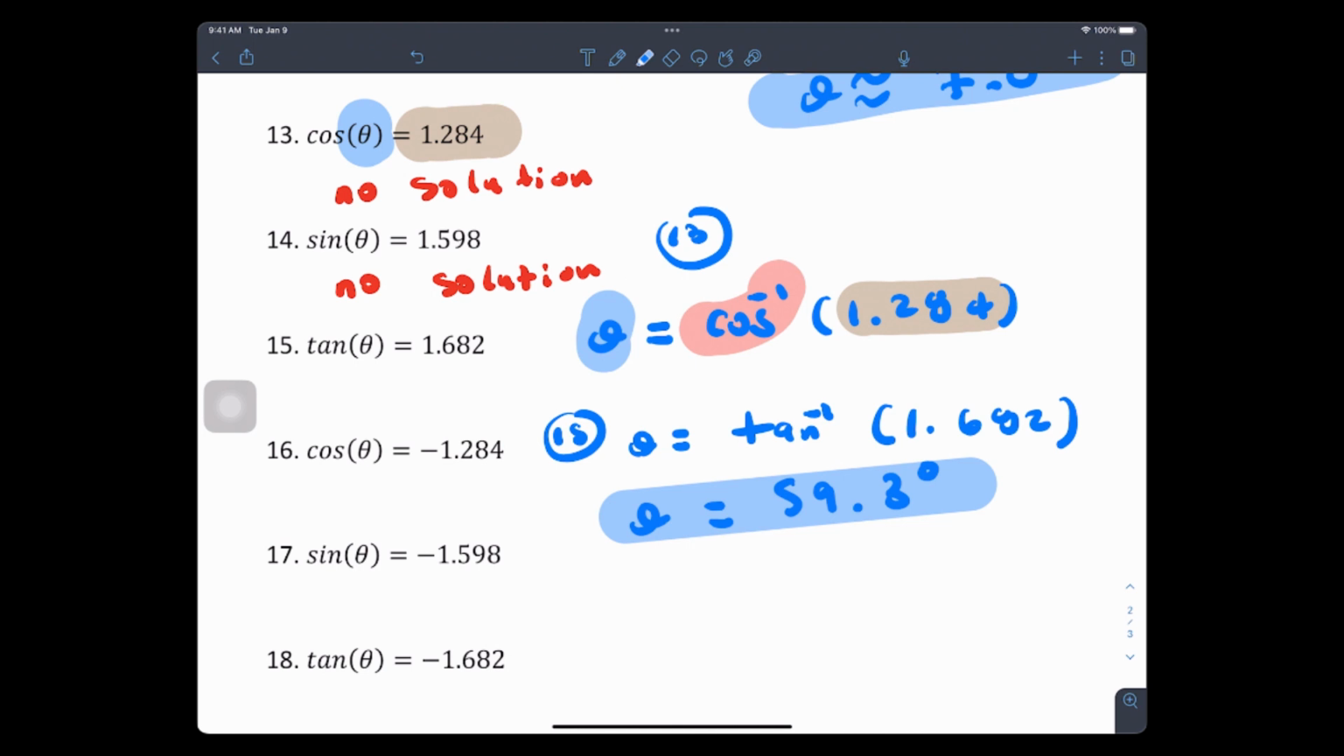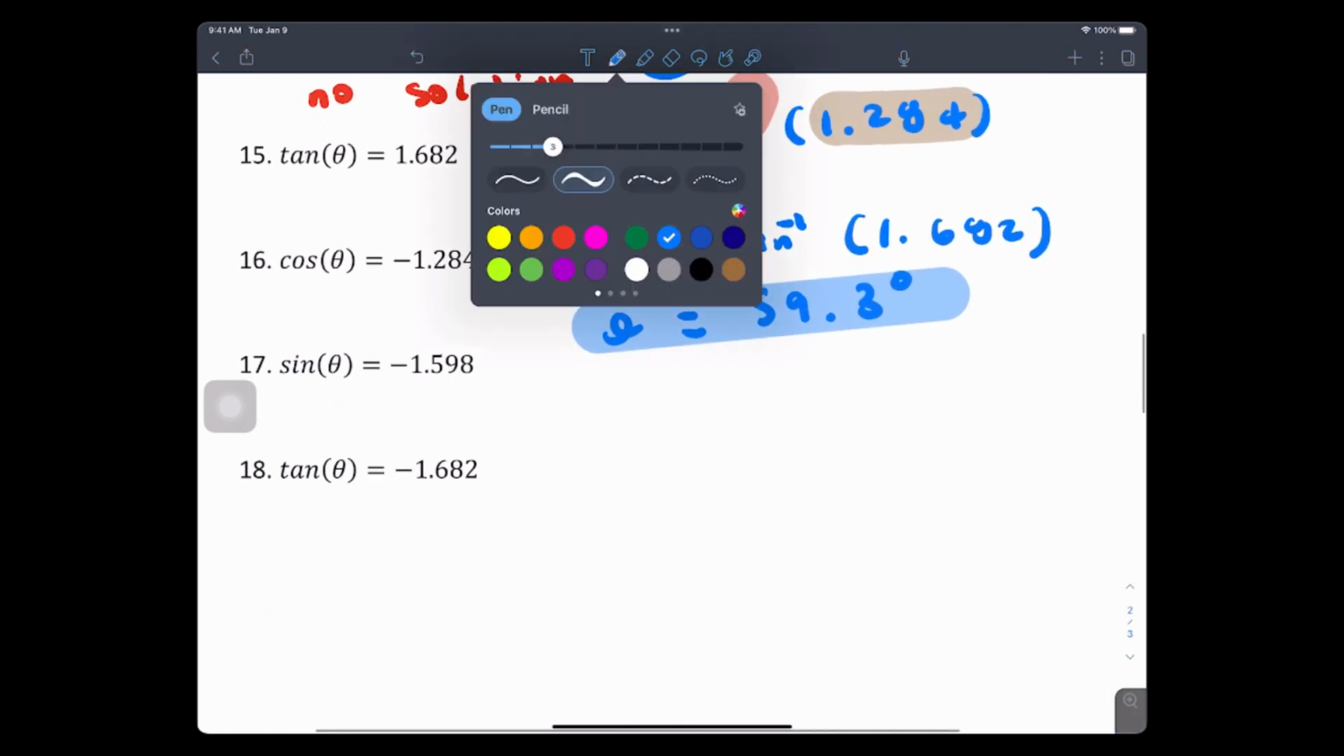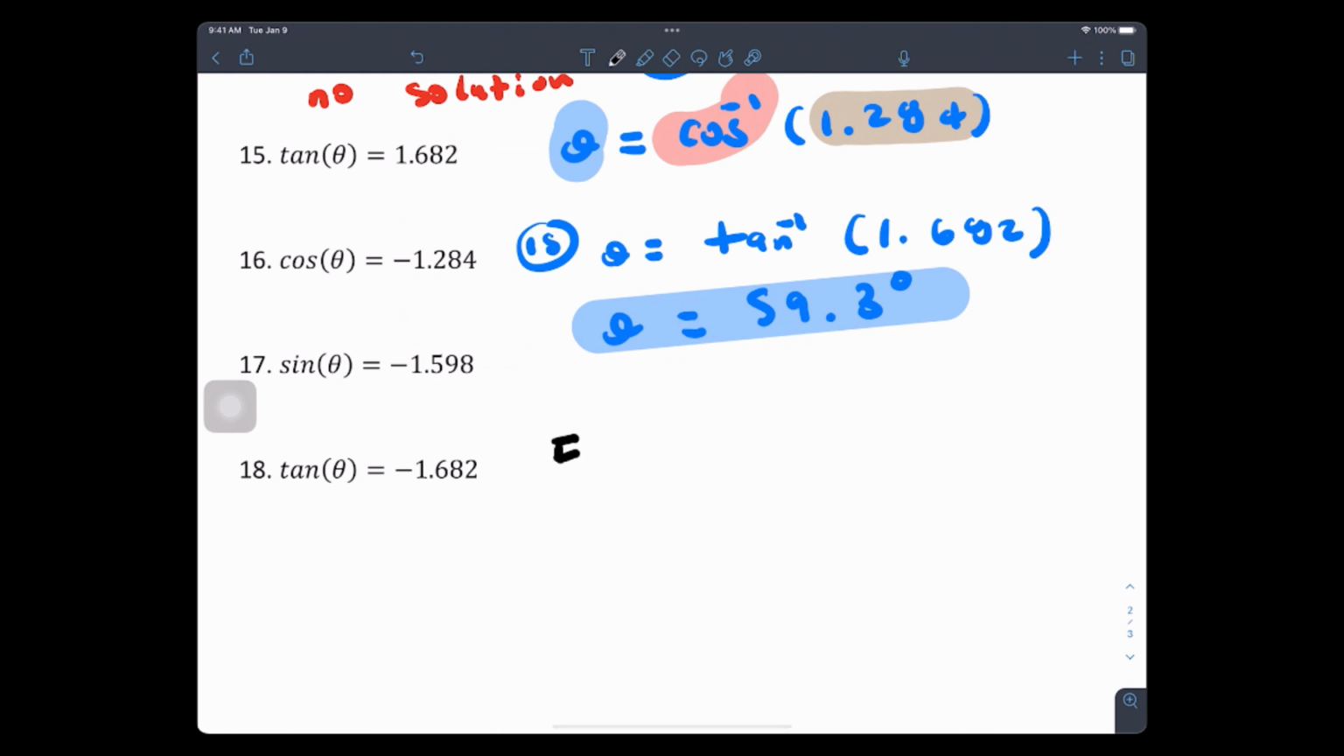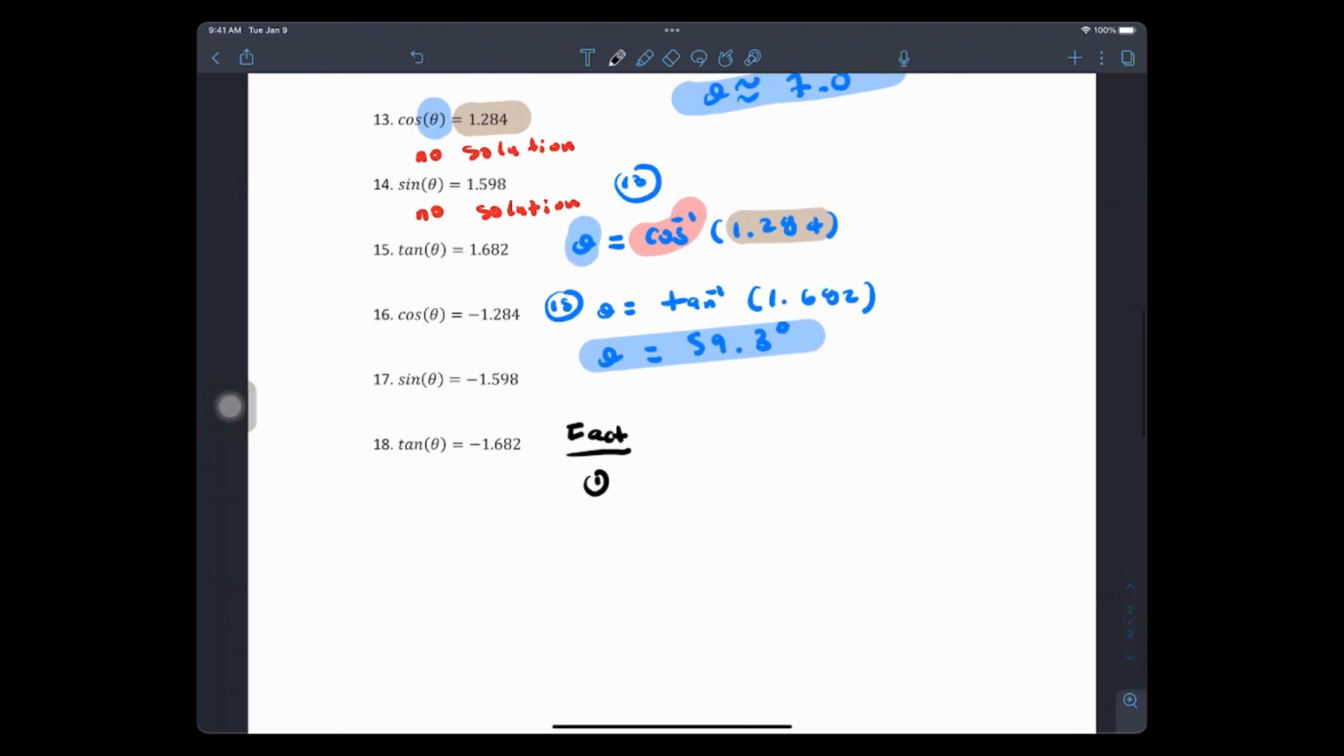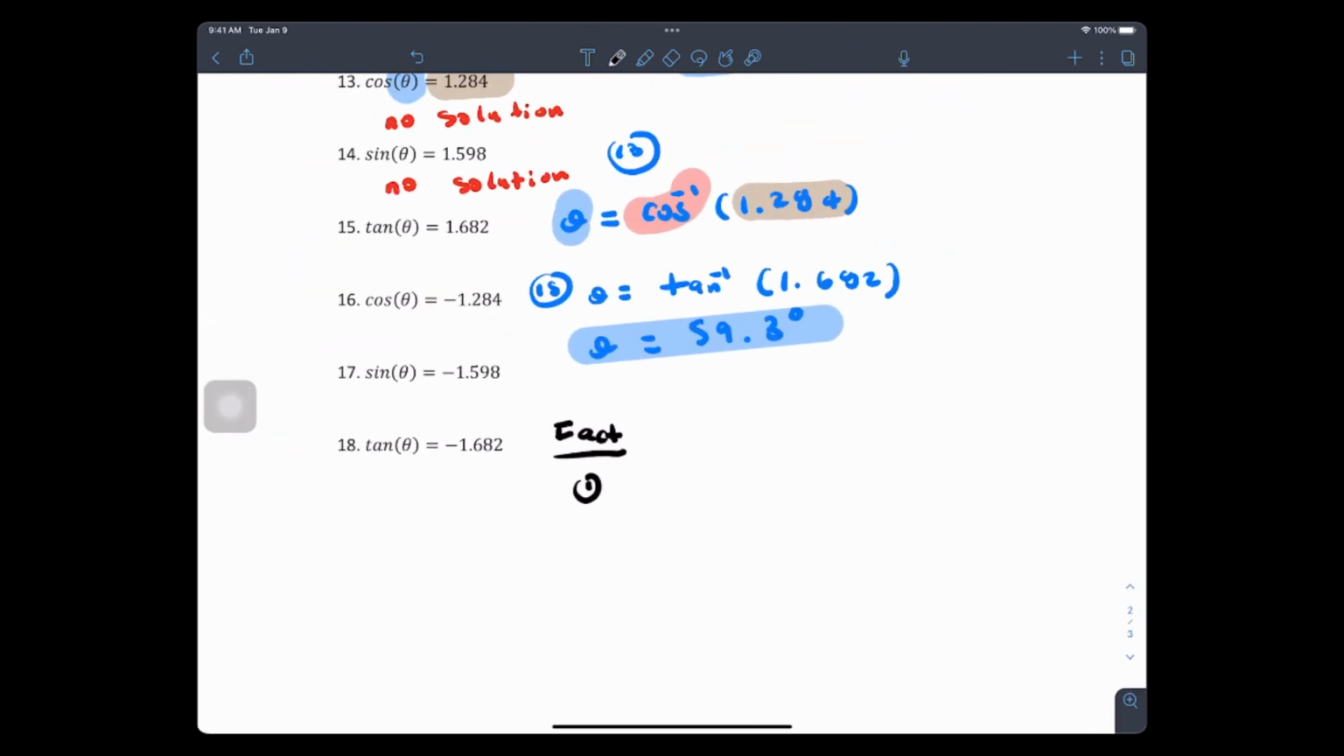Because what I gave you guys yesterday is this fact. I'll give it to you guys again. Number one, part of our facts is that -1 is less than or equal to sine of any angle, which is less than or equal to +1. Same thing for cosine. Sine and cosine live between these two numbers, but it doesn't apply to tangent.